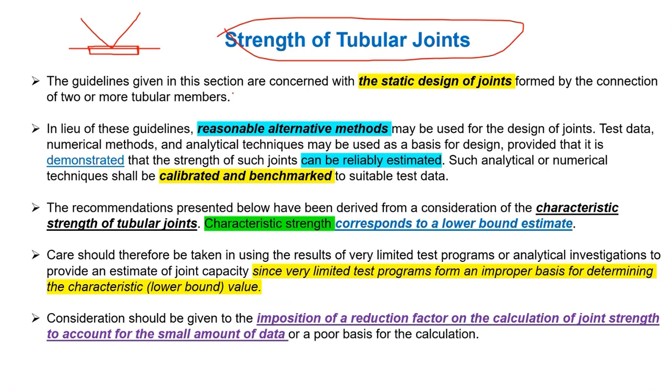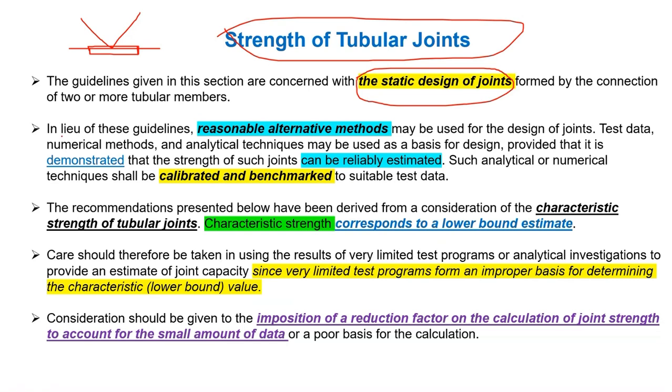If you see this guideline, it is giving only the static design of joints. What we are going to see is the static design of joints. But there is also fatigue design. That will be in the next chapters. It will be there in the API RP 2A. So it's mainly from API RP 2A. That's the one giving guidelines for us.